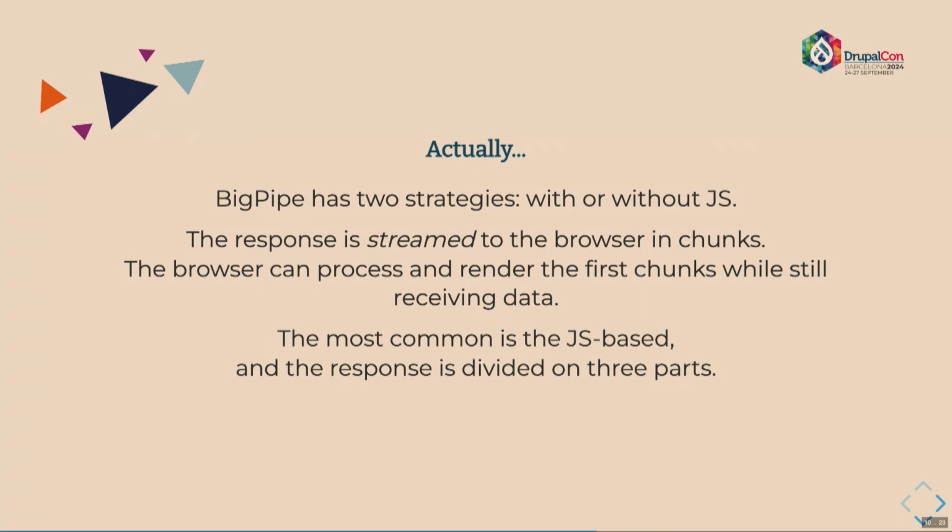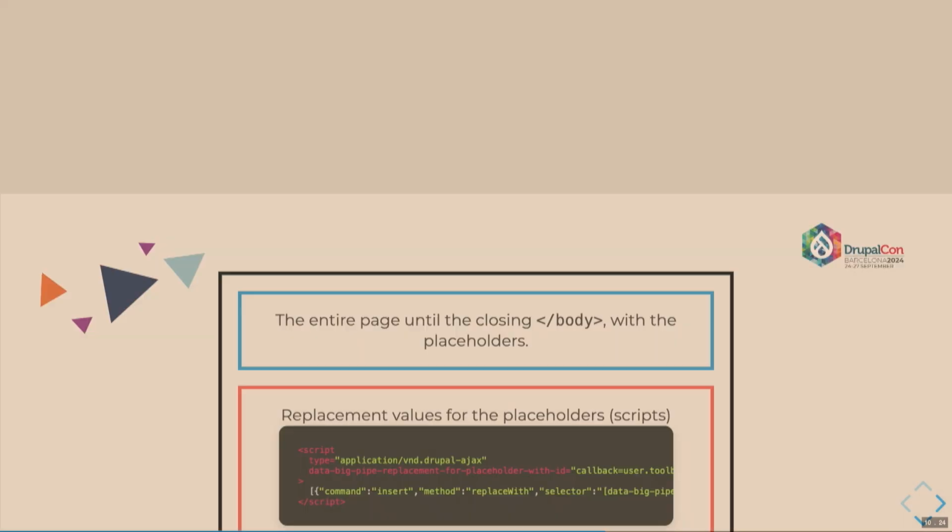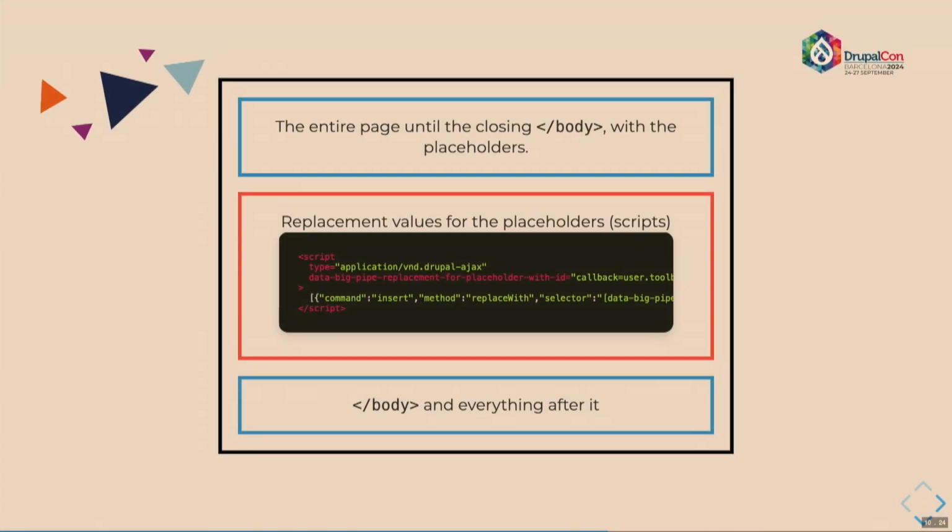BigPipe has two strategies, with or without JS, okay? It's sent in chunks, and the response is divided in 3 parts. So it's this one, okay? Usually it's this one with BigPipe. The first part, the first chunk, is a stream response, so the browser is going to receive it like a stream. The first part is the entire page with the placeholders, the span, until the closing body tag.